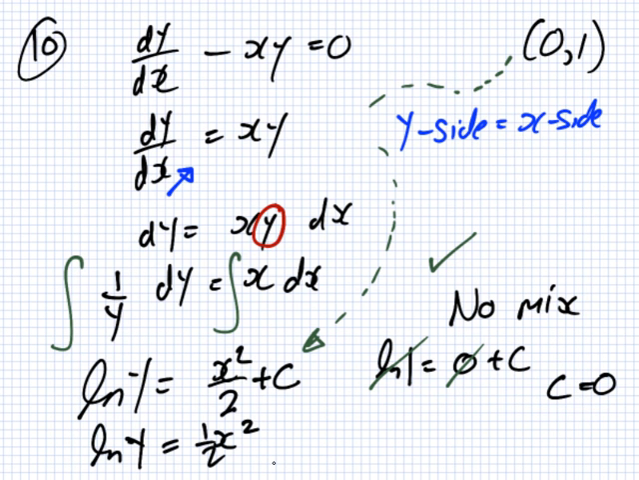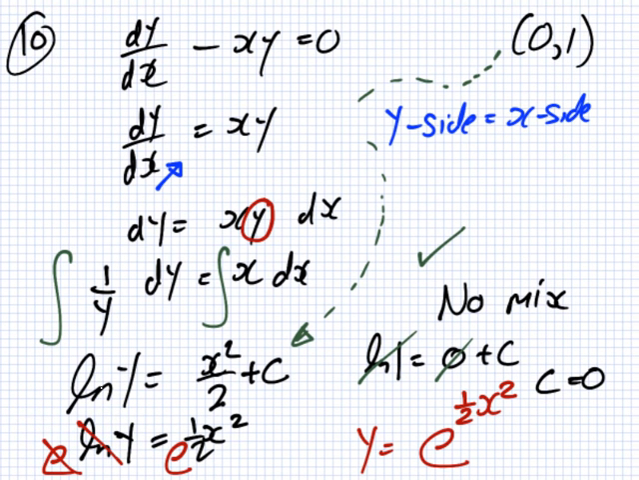Plus 0. Yes, say again? You want y, not log. That's it. I want y, not log y. So, how do I cancel a log? With an e. So I finish off with y equals e to the power a half x squared, because I can put an e on both sides to cancel the log. Okay, this now is more like what you get in the exam.